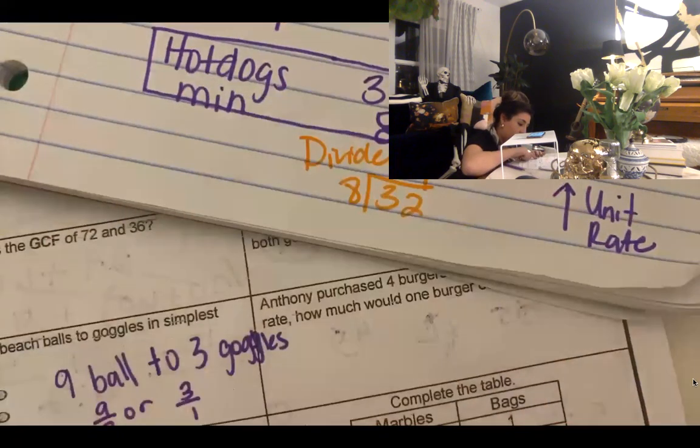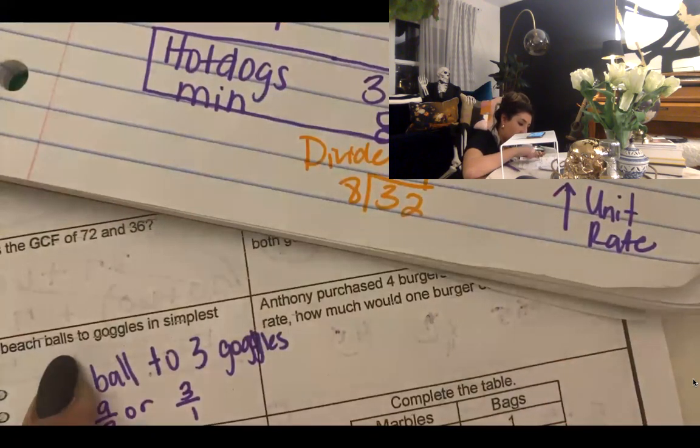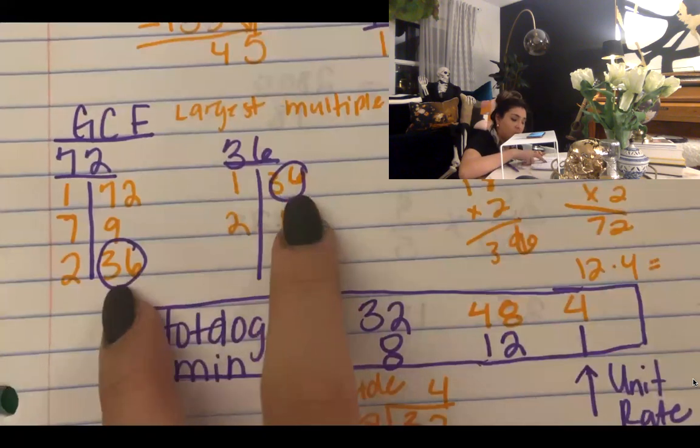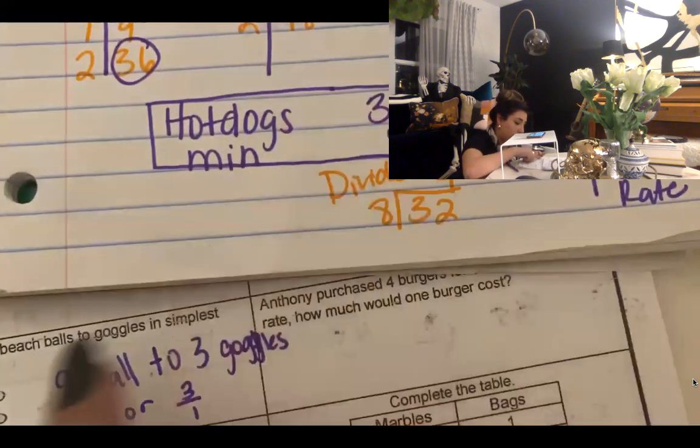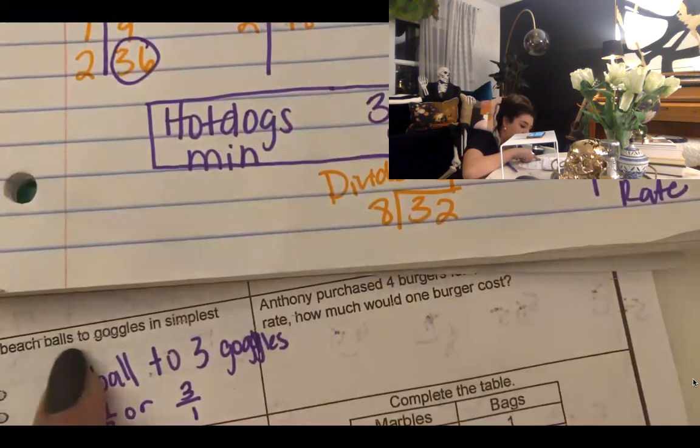Okie dokie. Write the ratio. Oh, by the way, the greatest common factor is 36 right here. So write the ratio of beach balls to goggles in simplest form.